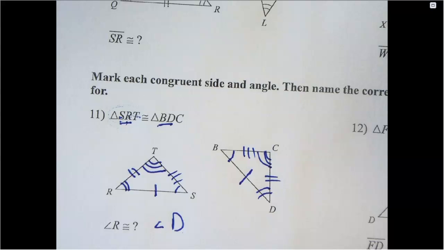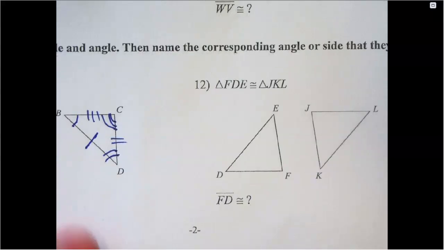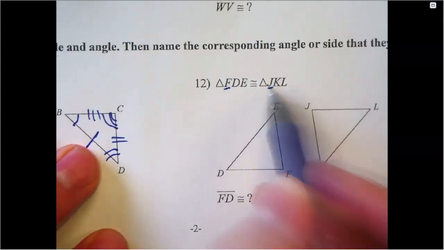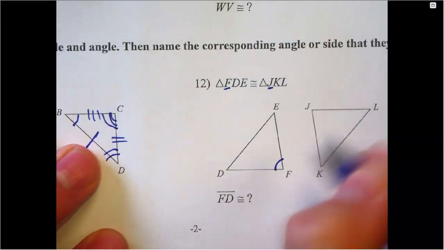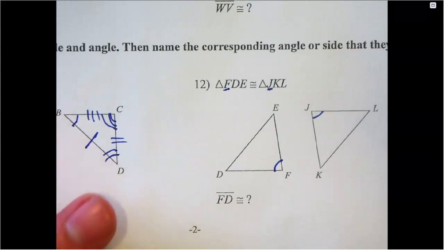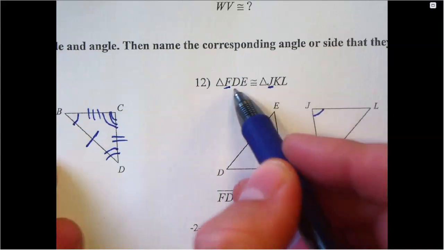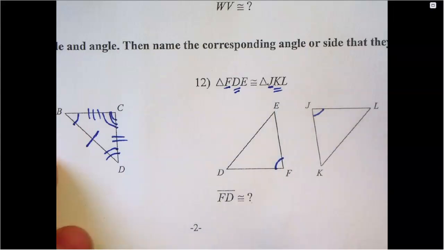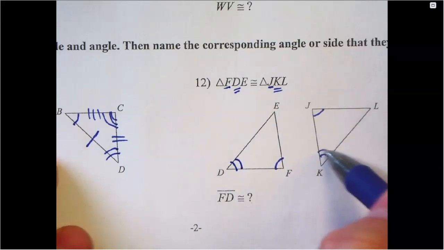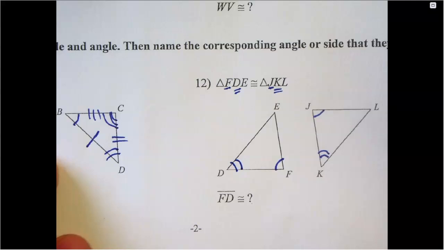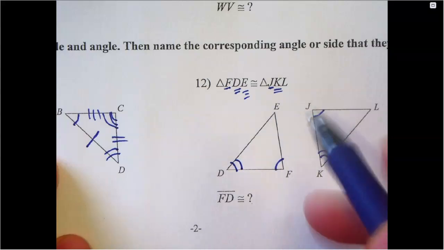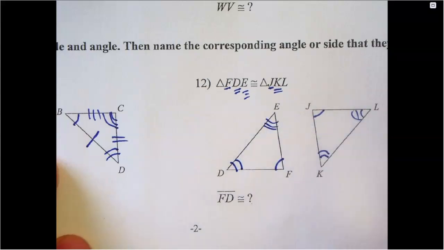Questions on 11 before I go through it? All right, we'll look at 11. Gotta label them. Angle F is the first angle I see. Angle J is the first letter I see in that one. So I'll put one arc on both of those. Second letter I see is the D, so that's going to get two arcs. Two arcs, and then two arcs here for K. So those are the second letters. The third letter is E, so that's going to get three. Third letter is L, so that's going to get three.